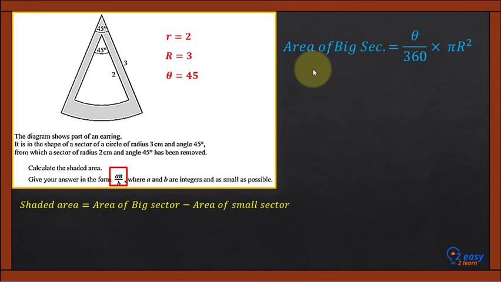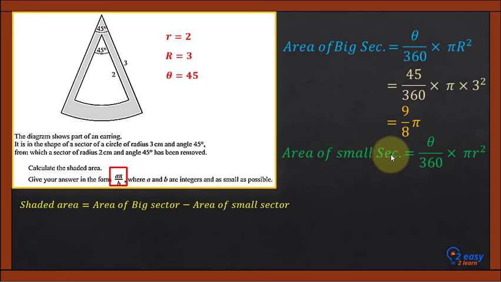Area of big sector, and you must know the formula of area of sector, theta over 360 times pi r square. R, capital R, means that is the big sector radius. Plug in values. Theta is 45 degree divided by 360 times, we will not plug in value of pi, and the radius of big sector is 3, so 3 square, and your answer is 9 over 8 pi. If we simplify this expression, we will get 9 over 8 pi. You must know how to simplify.